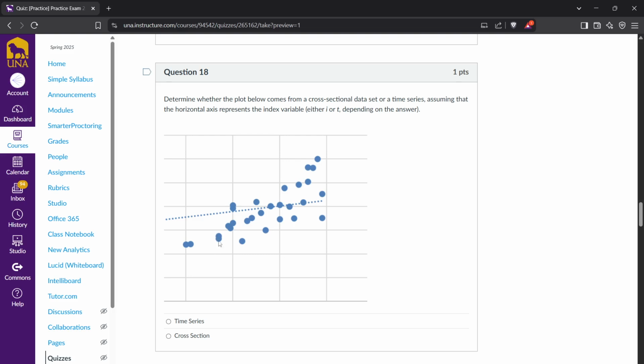a cross-section. You could have many people who have the same x variables, the same years of education, or the same distance traveled to an event. I'm thinking this is a cross-section. It doesn't look like a line plot. It doesn't look like a time series story. It looks like a scatter plot from a cross-section.